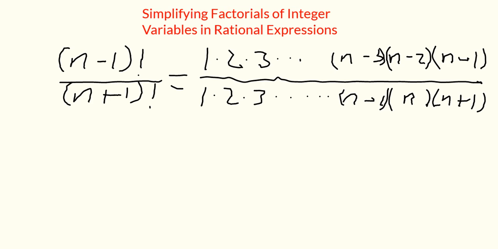So we notice that, like any other case that we've had with rational expressions of factorials, a lot of these factors cancel. The n minus 1 factor cancels, n minus 2 would cancel, and so on, all the way down to 1, leaving us with just 1 over n times n plus 1.